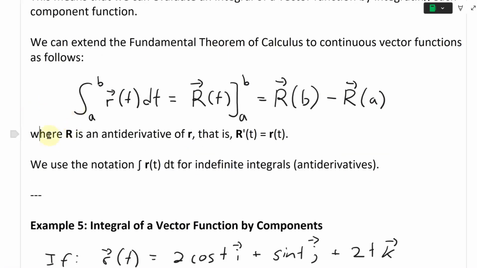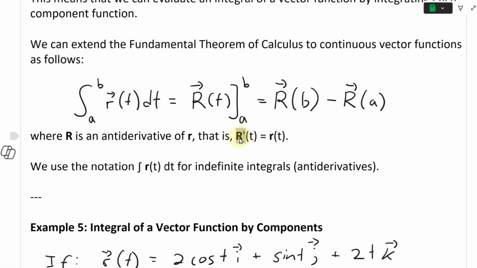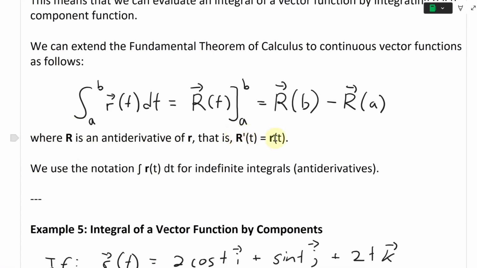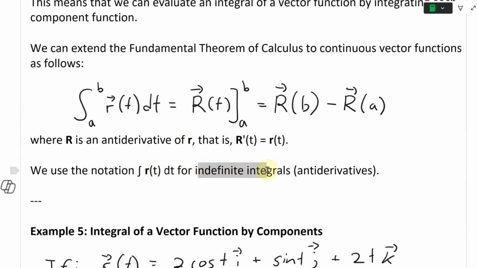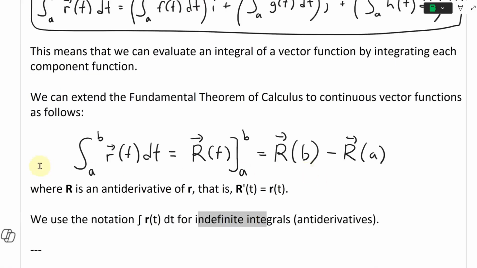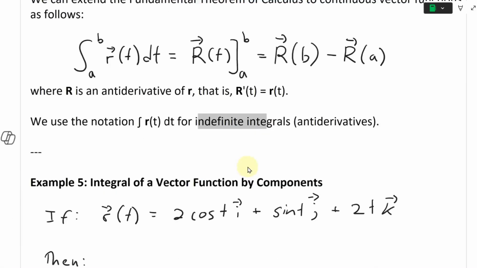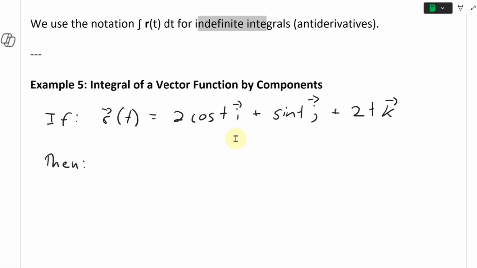And here I just wrote it down. Where capital R is an antiderivative of r, that is R prime. The derivative of capital R is equal to the lowercase r. So basically, the antiderivative, so going backwards. The derivative of this one is equal to the vector function r. And we use the notation, this integral sign r of t dt, for indefinite integrals or antiderivatives. That's when we're not evaluating it from a to b, just in general getting what the actual antiderivative is. And we'll go over an example on this.